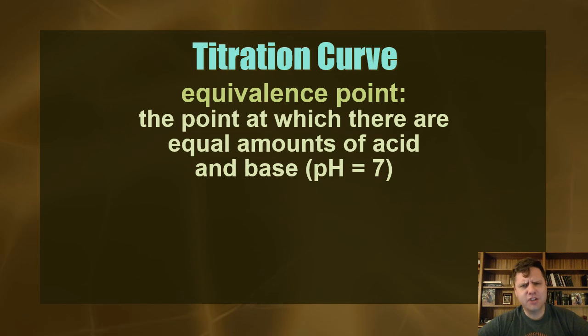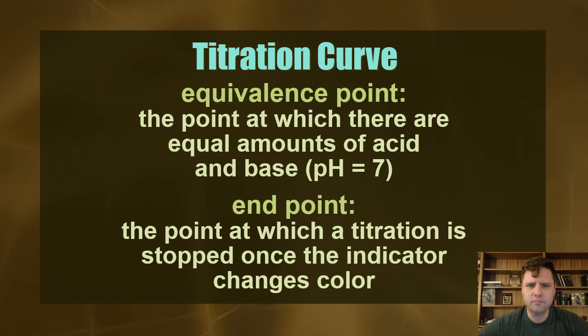So on a titration curve, the equivalence point is the point at which there are equal amounts of acid and base, a pH of 7. The end point is the point at which a titration is stopped once the indicator changes color. That's when you know to stop adding the acid or base, because the color change has indicated we've gotten to the point that we needed to get to.